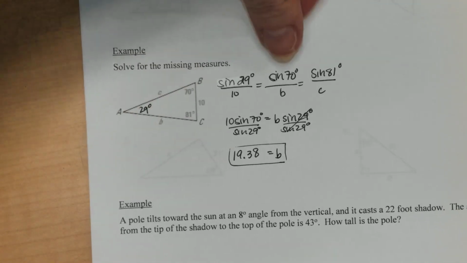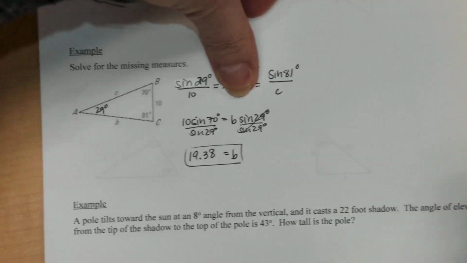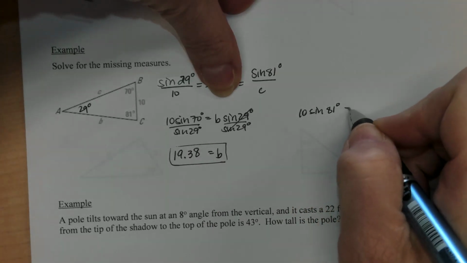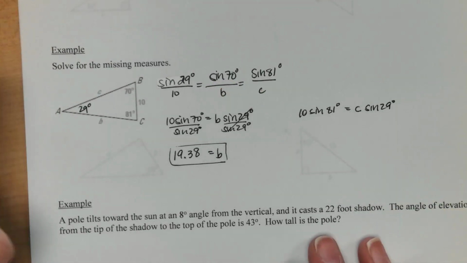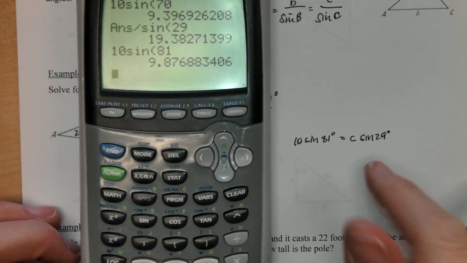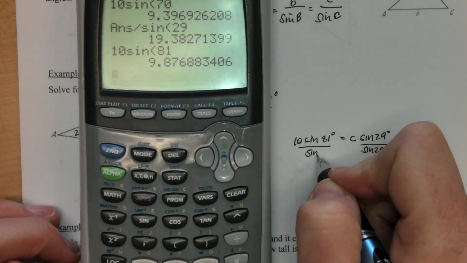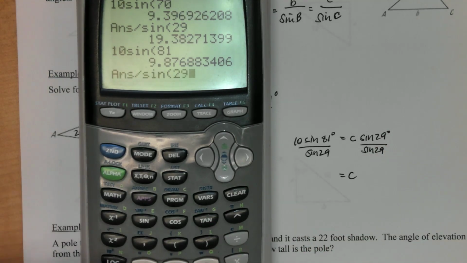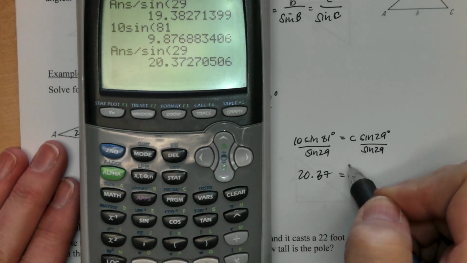So in order to solve for c, I'm just going to cover up this middle, and we're going to do this cross multiply and divide. So I'd have 10 sine 81, and then I would have c sine 29. And we're going to do the same thing. I'm going to type in 10 sine 81, and then I'm going to have to divide by that sine 29 to get it over to the other side. So we are finding out that that little c, that side, is 20.37.